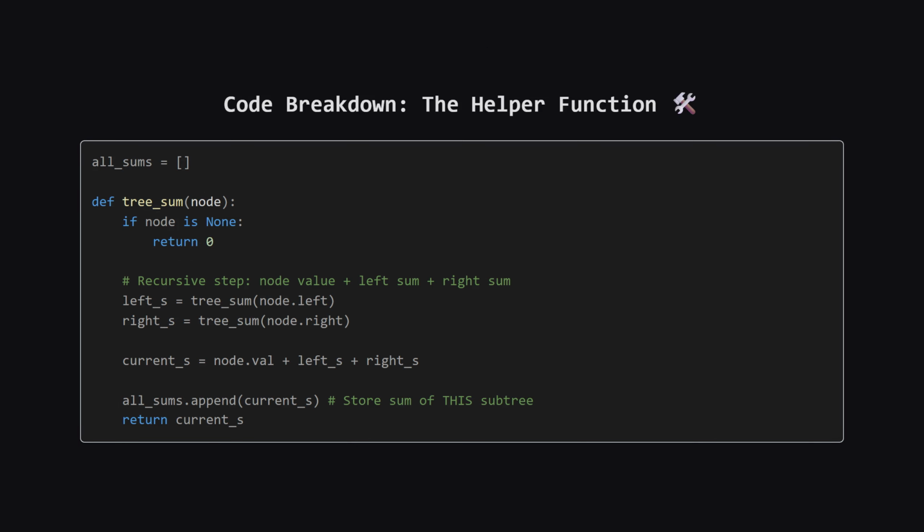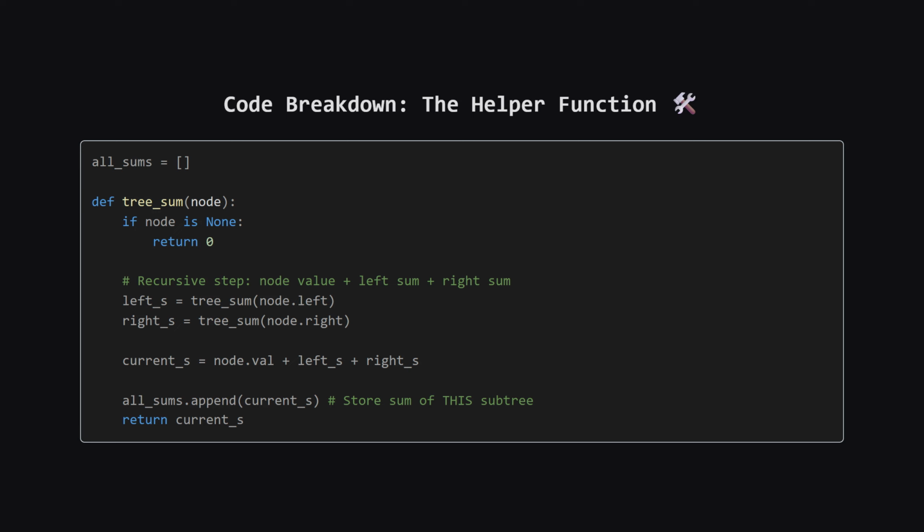The core of this solution is the tree_sum helper function. This is a classic recursive depth-first search. For any given node, we want to know the sum of the subtree rooted there. That sum is simply the value of the node itself, plus the sum of everything on the left, plus the sum of everything on the right.